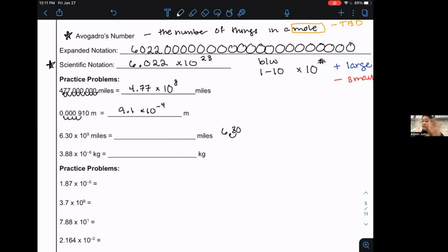Well, we'd move it over because it's a positive number. We make it a bigger number. So we're moving it in the direction to make it a bigger number. 1, 2, 3, 4, 5, 6, 7, 8, 9. So I'm going to have 6, 3, 0, and 7 more zeros after that to give me this value. And that's where the new decimal is. Okay, right? The implicit decimal.